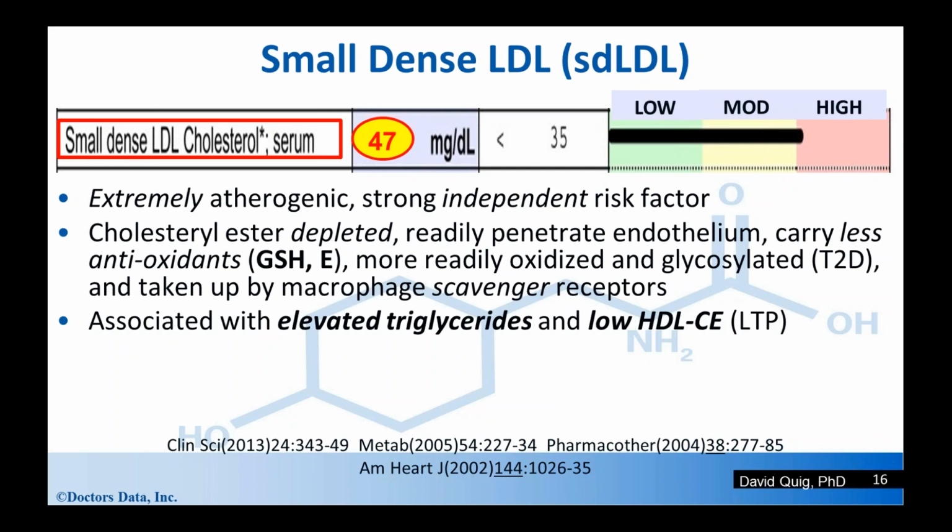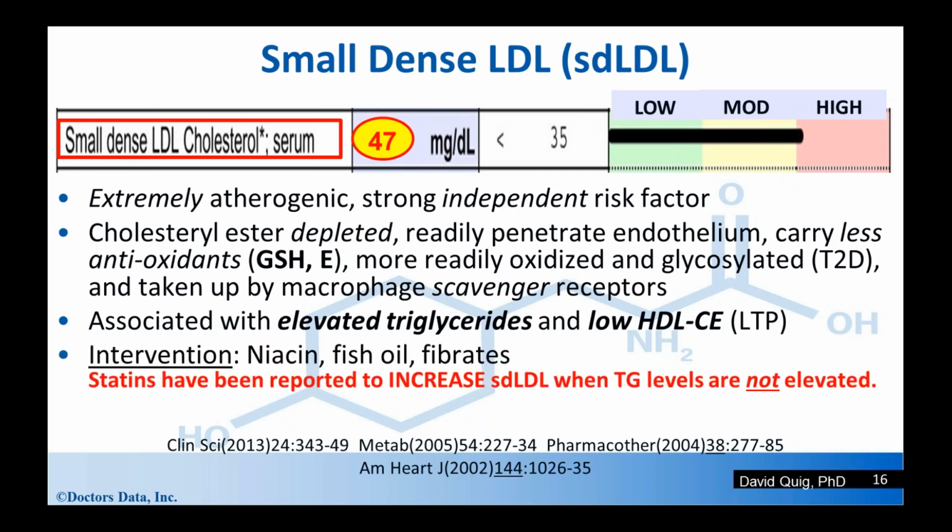These small, dense LDL are taken up by the macrophage scavenger receptors, just like the oxidized LDL. Small, dense LDL are associated with elevated triglyceride levels and low HDL cholesterol ester, and we will talk extensively about that mechanism and the role of triglycerides in regulating the lipoprotein particle size.